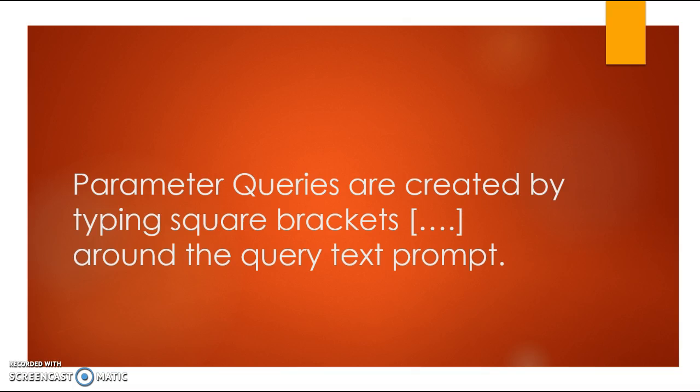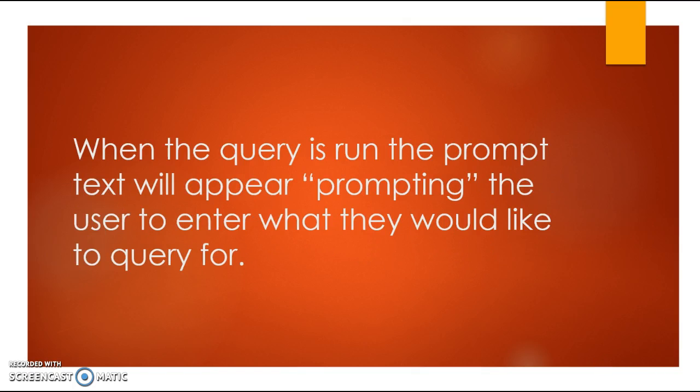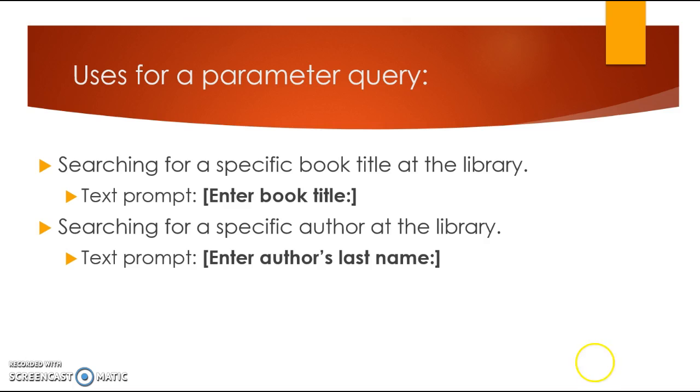Parameter queries are created by typing square brackets with the text prompt in between the square brackets. When the query is run, the prompt text will appear, which then prompts the user to enter what they would like to query for.